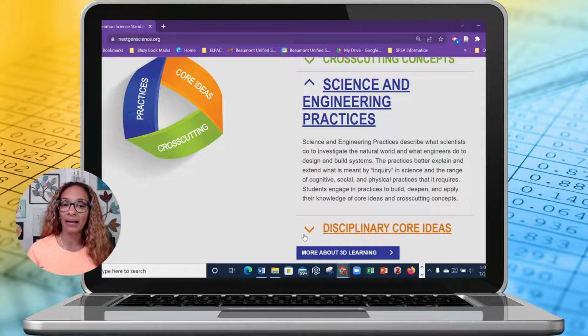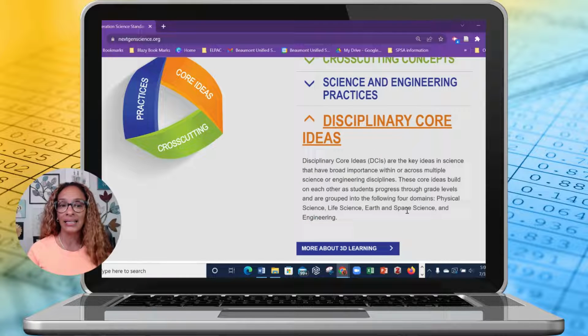And then we have the disciplinary core ideas. The disciplinary core ideas are the idea behind the science, and it's very specific. Even though it says broad importance, it's very specific in that we take those four domains and say what are we doing specifically with physical science, and what is the performance expectation or the standard in order to drive that instruction for the classroom. It may be over a day, it may be over weeks. What's that unit of study?